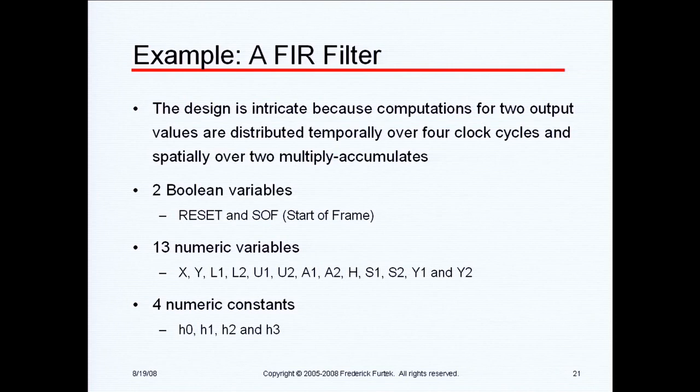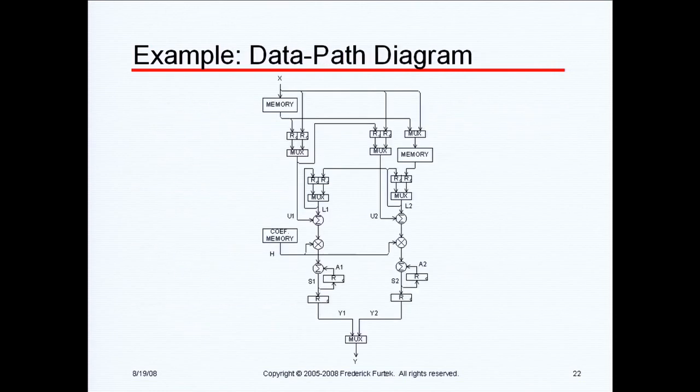And the result is that the computation for two output variable values are distributed temporally over 4 clock cycles and spatially over 2 multiply accumulates. It's a rather intricate design. I've actually simplified it. He had 8 multiply accumulates, but I simplified it down to 2. So in this example, there are 2 Boolean variables, reset and start a frame, and we have 13 numeric variables, and we have 4 numeric constants.